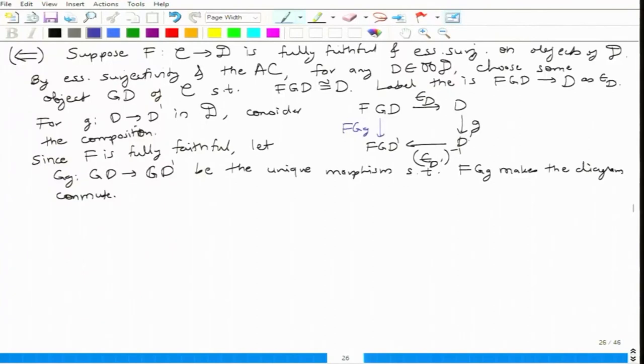We still have to show certain other things. What else is there to show to complete the proof that it is a functor? What should we show? Identity. Think about identity. If this D dash was just D and this vertical map was identity, then what will you get? Epsilon D identity, epsilon D inverse. So, you will get identity back. So, identity is done. What about composition?